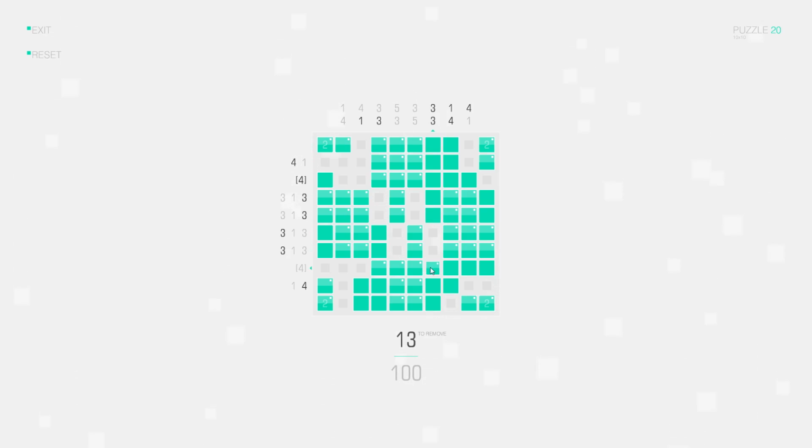We need 3 connected squares at the bottom, and we can mark 1 square here as a definite part of these 3 connected squares. Looking at this column, we need 4 connected squares at the bottom. They are marked here already, so 1, 2 can be deleted, and this one can also be deleted. And here in this column we also need 4 connected squares, so let's delete the remaining squares because we have 4 squares marked already. Okay, let's return to our rows.